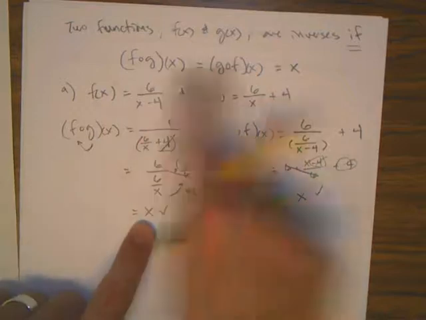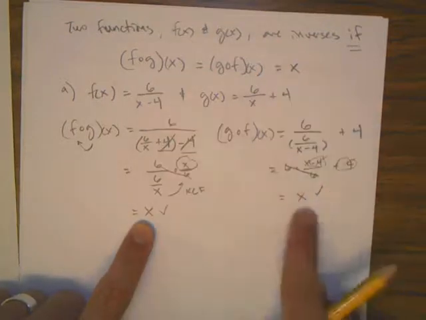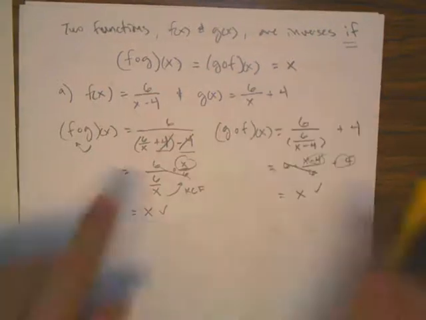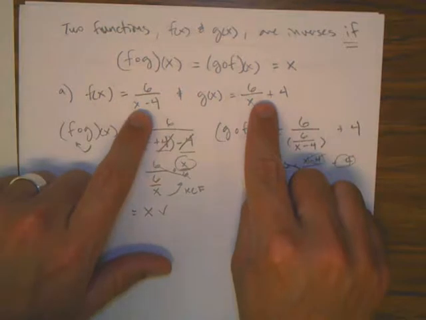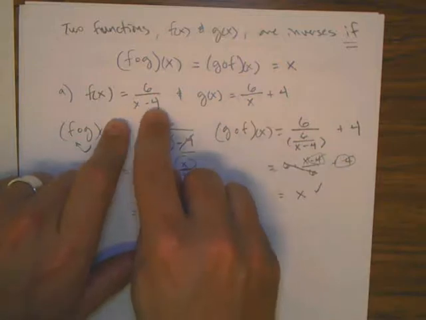Thinking through this, the operations are the exact same in inverse in opposite order. This x is being subtracted by 4, then divided into 6. This x is being divided into 6, and then being added 4.